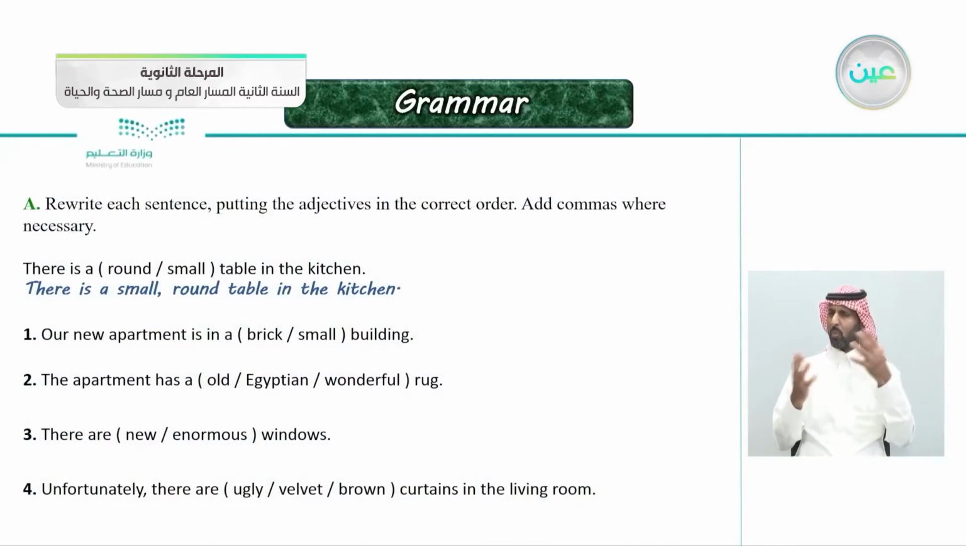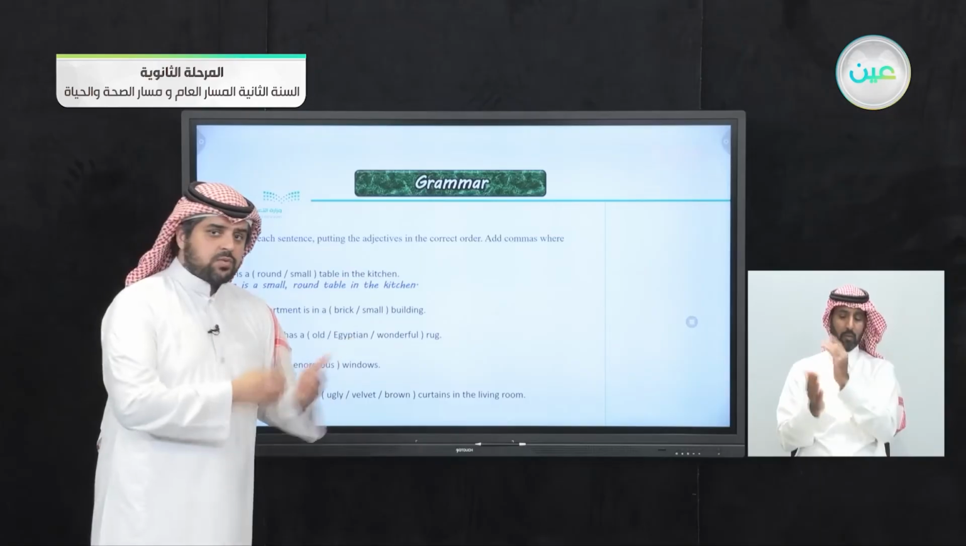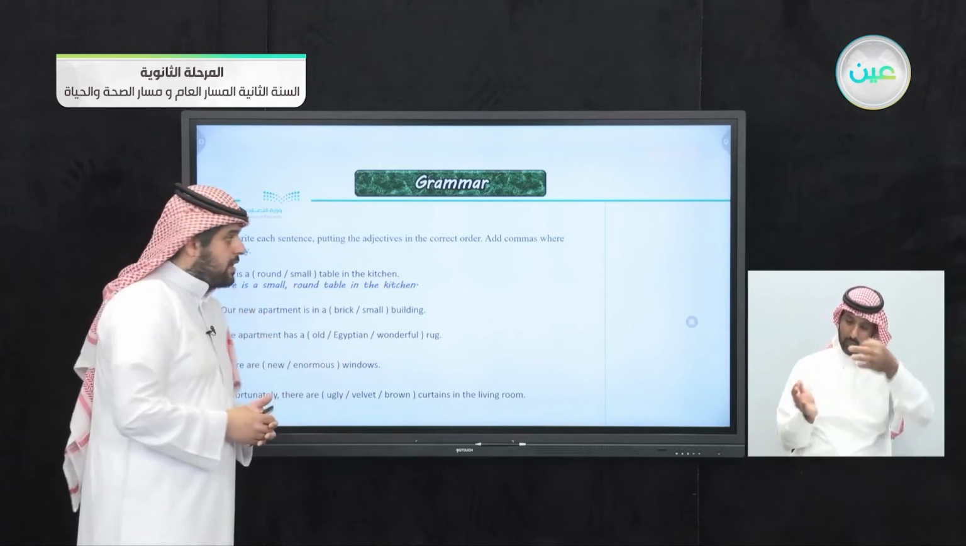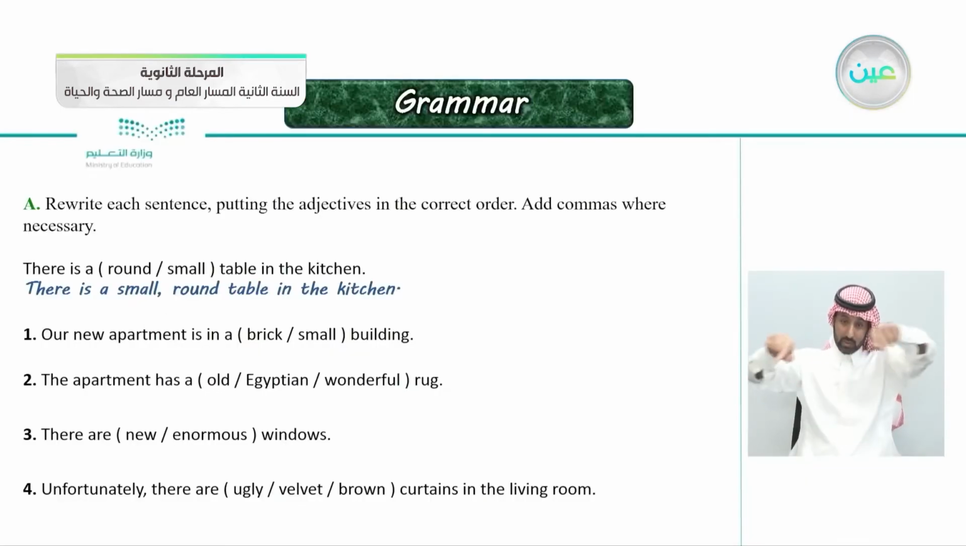So exercise A here, rewrite each sentence putting the adjectives in the correct order. Add commas where necessary. So we'll be rewriting these sentences, putting the adjectives in the correct order as we learned previously. The first one is already done. There is a round, small table in the kitchen. If you remember the correct order that we took in the beginning of this lesson, try to read it on the page, then get back to this exercise. There's a small round table in the kitchen.